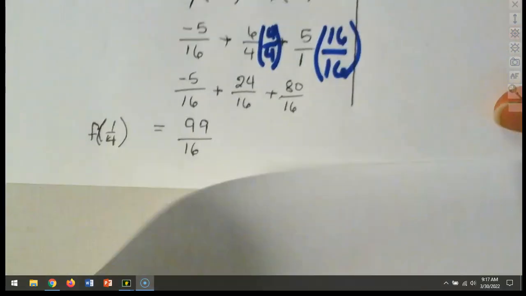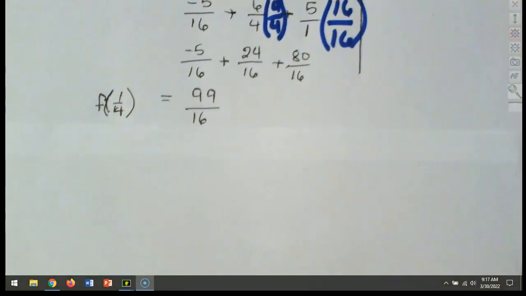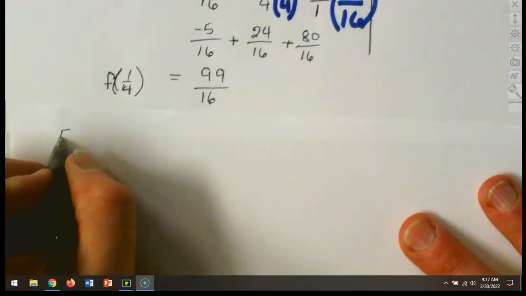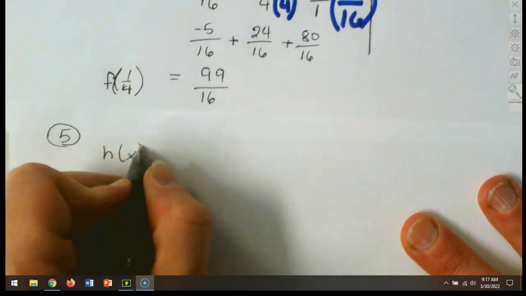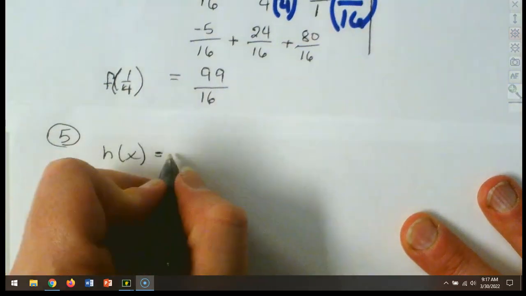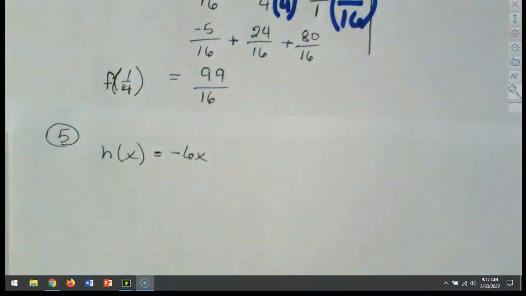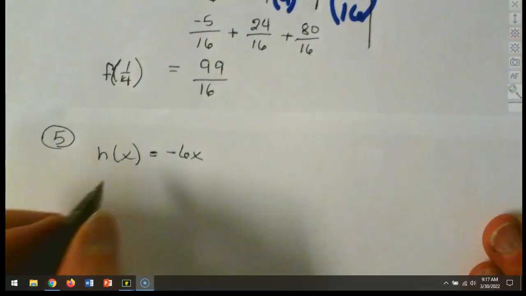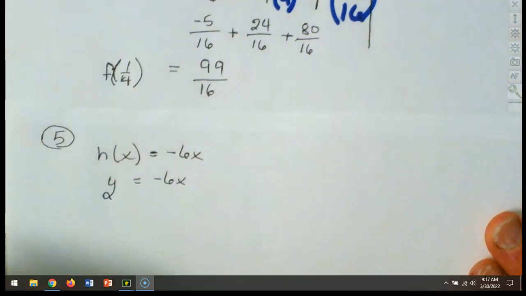Question 5 is simply graphing and getting the domain and the range. We're going to graph this function, and when we graph this function, we can replace that function notation, h of x in this case, with the y. So that becomes y equals minus 6x.